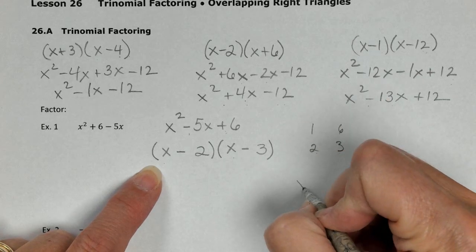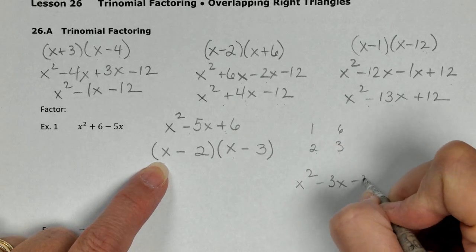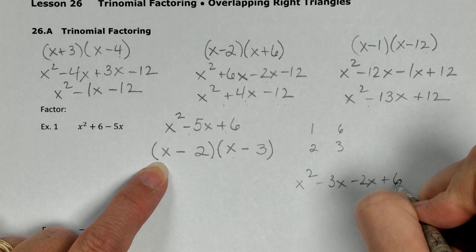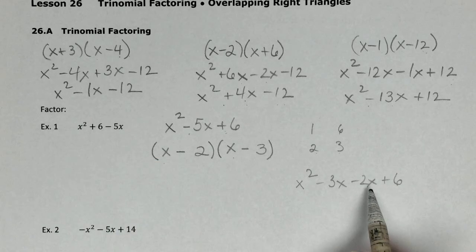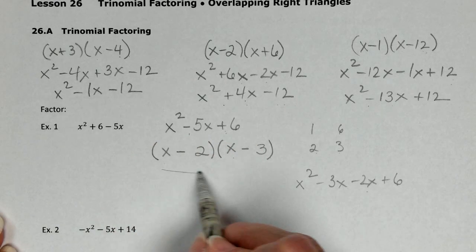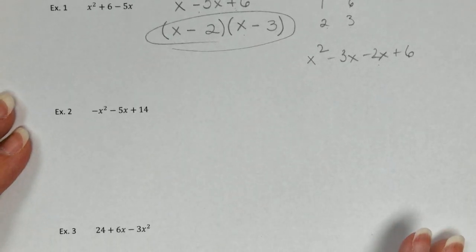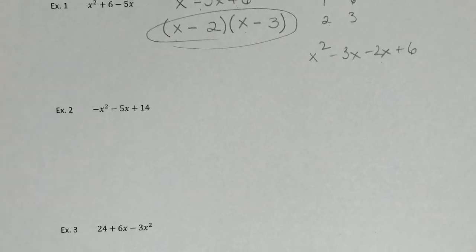X times x, x squared. Outer is negative 3x. Inner is negative 2x. Last is 6. Okay? When I add the like terms, I get a negative 5x. Totally matches what we started with, so I know it's right. On example 2, they're already in the right order.